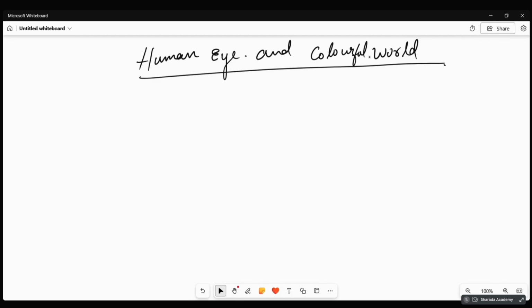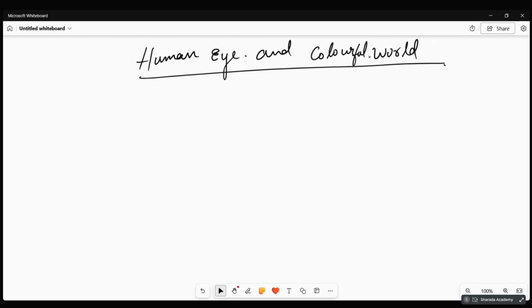So the first one is the cornea. The cornea is the first membrane we see. It's a spherical membrane, the first membrane through which light passes, and it is transparent in nature. It covers the iris. The pupil is beyond that; iris and pupil are beyond that.